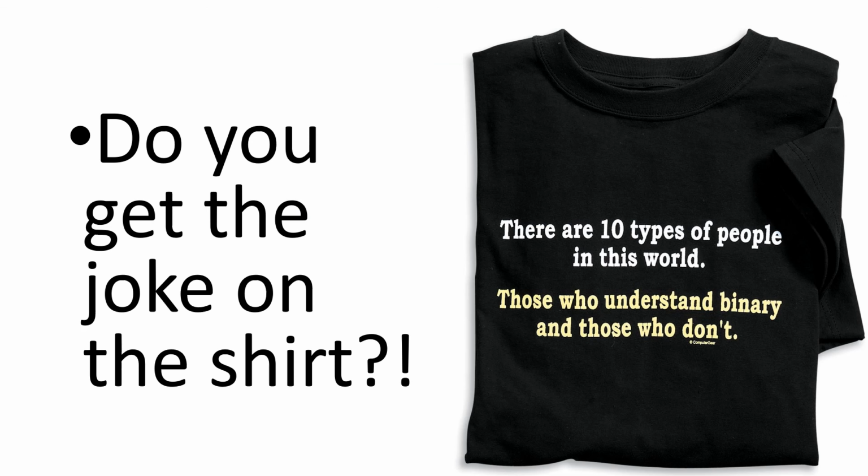So here's an ironic t-shirt for those of you who like ironic t-shirts. It says there are 10 types of people in this world, those who understand binary and those who don't. Da-dunch. Do you get it? Think about it for a second. If you don't get it, 10 in binary is equal to 2 in decimal. So it really says there are 2 types of people in this world, those who understand binary and those who don't. Funny, huh?